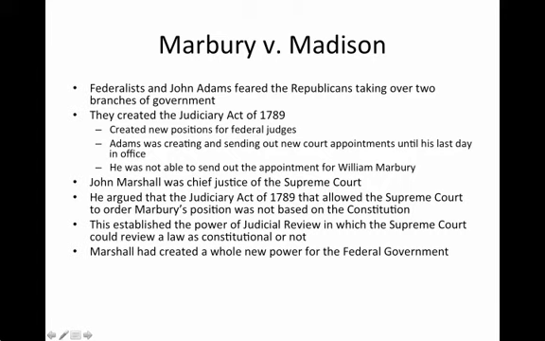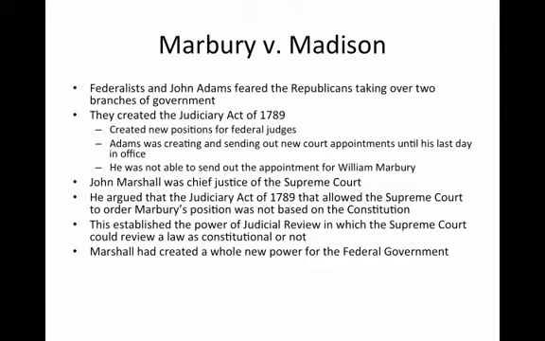Marbury versus Madison. The Federalists and John Adams feared that the Republicans taking over two branches of government would eventually lead to a domination of the government by Democratic Republicans. They did know that the Federalists still had control over the Supreme Court and the judiciary. They had created an act back in 1789 called the Judiciary Act of 1789, which allowed for the president to create new positions for federal judges.